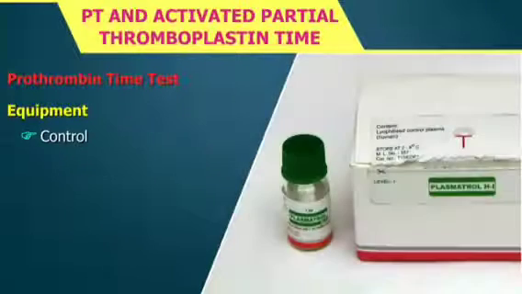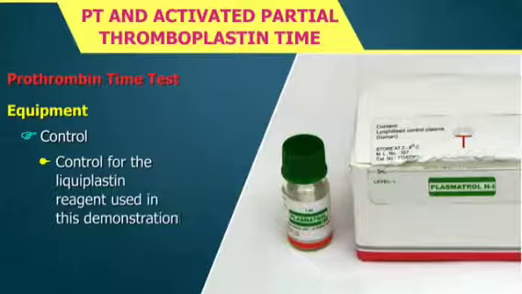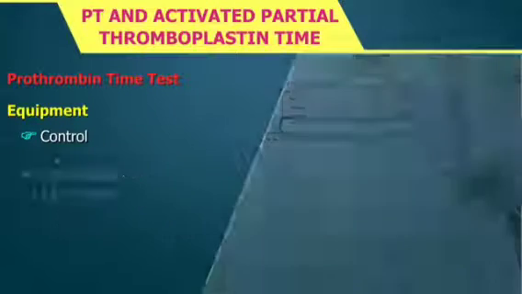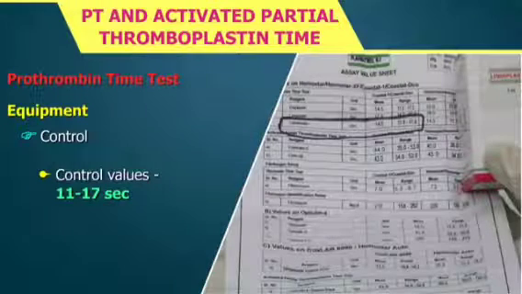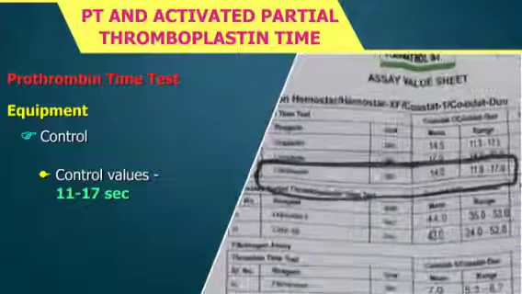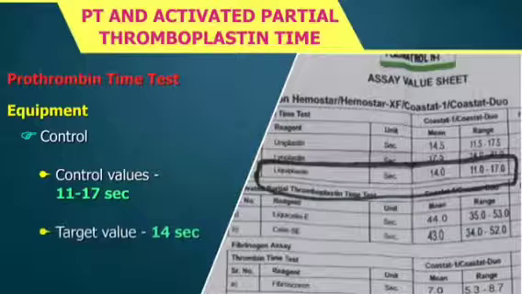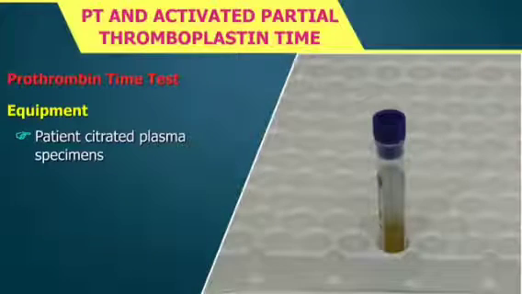6. Control. This is the control for the liquiplastin reagent used in this demonstration. As is evident in the literature, control values are between 11 to 17 seconds and the target value is 14. 7. Patient citrated plasma specimens.